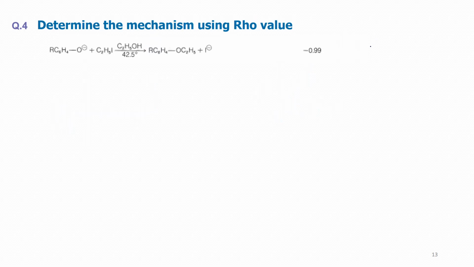Let's go to the next one. What have they done? This one is similar to the one I gave before. So what is happening? This O minus is attacking this carbon center and I minus gets removed. So the electron is flowing out of the ring. So if we are adding an electron withdrawing group, what will happen?